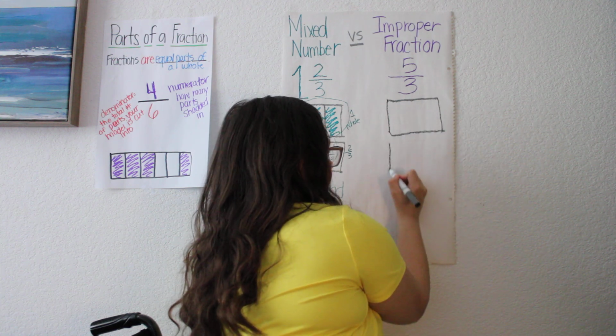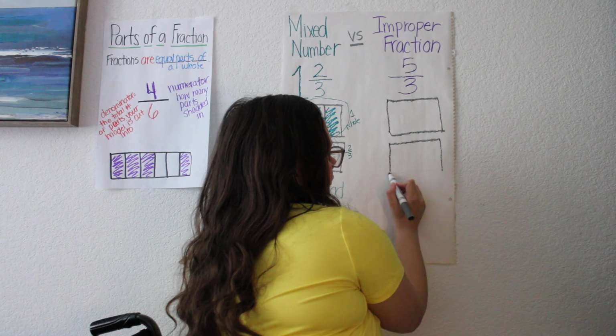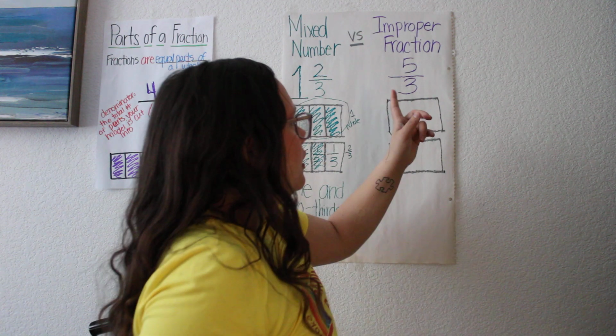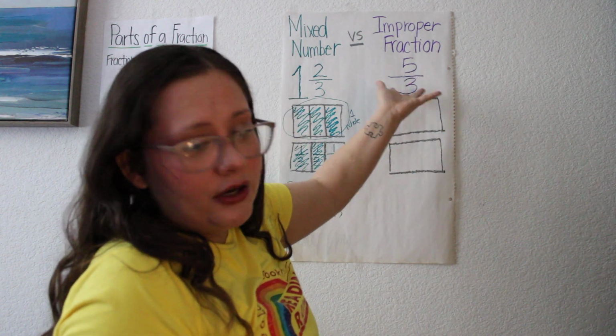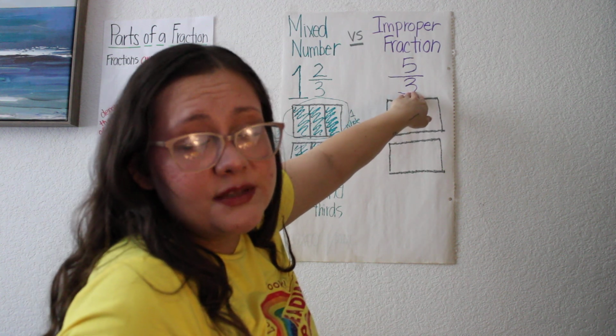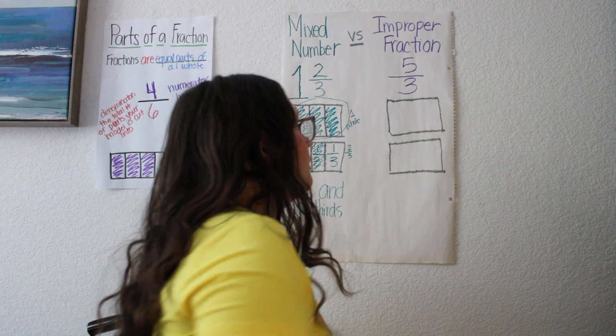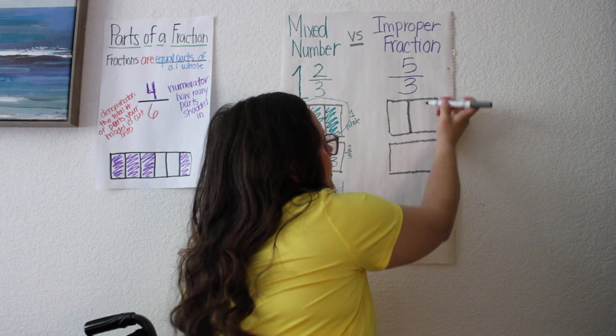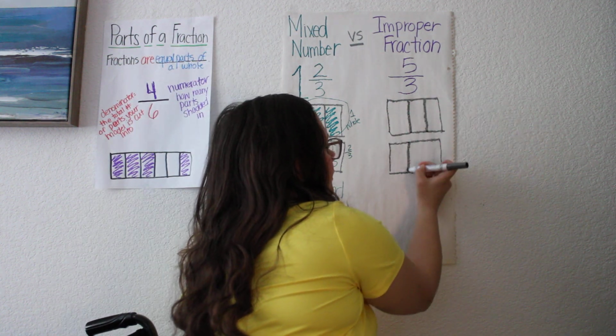1, 2. Nothing changes about the denominator in an improper fraction. It still means the same thing. My model needs to be split up into 3 pieces. Each model will be split up into 3 pieces.